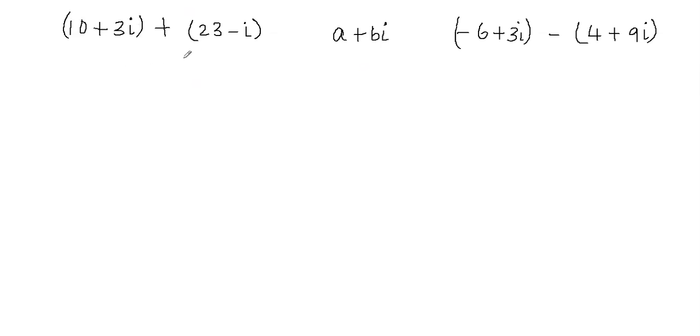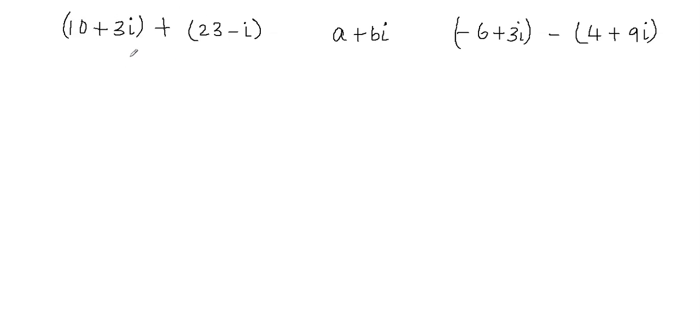So let's go ahead and take a look at this example. Now we're going to add or subtract the complex numbers in two simple steps. The first step is to get rid of the parentheses, and the second step is to combine the like terms. So those are the two simple steps we're going to follow in order to add or subtract the complex numbers.